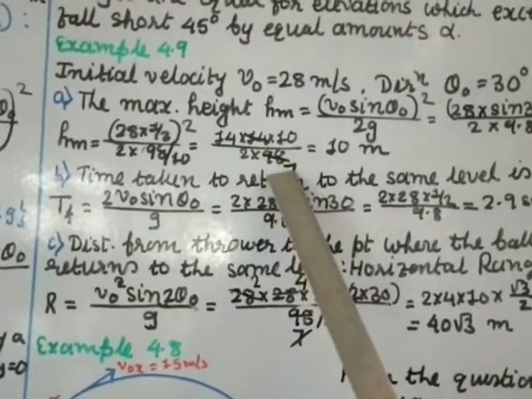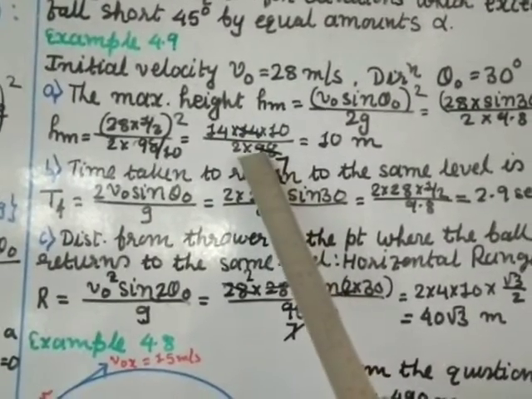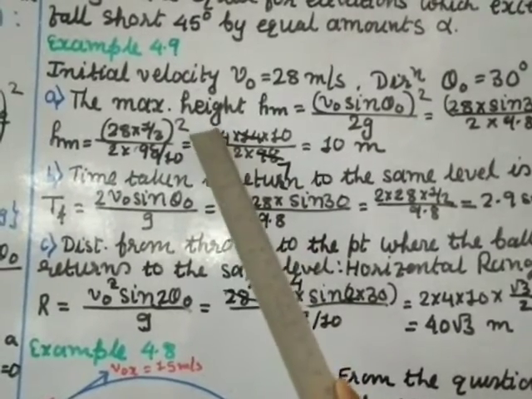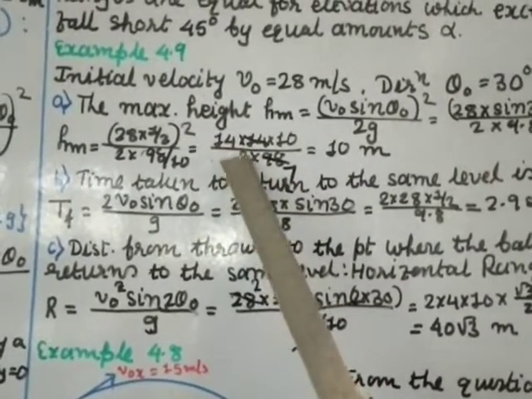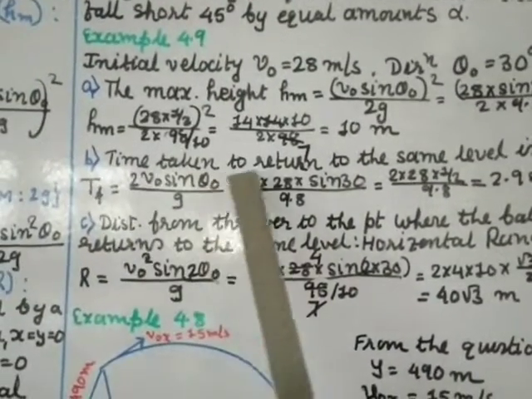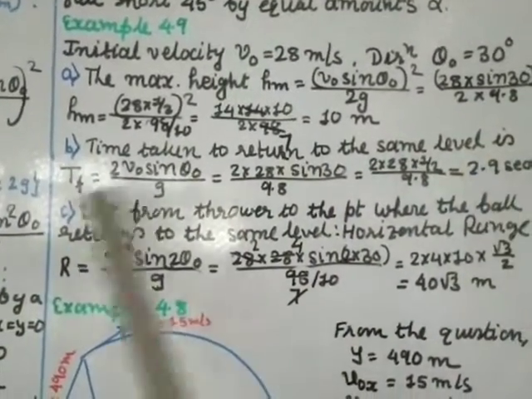Okay, if you cut by 14, then 14 7s are 98, and if you cut this 7 into 2, 7 2s are 14, and the 2 2s cut, so you get 10, so 10 meter. Part B: the time taken to return to the same level is the time of flight.